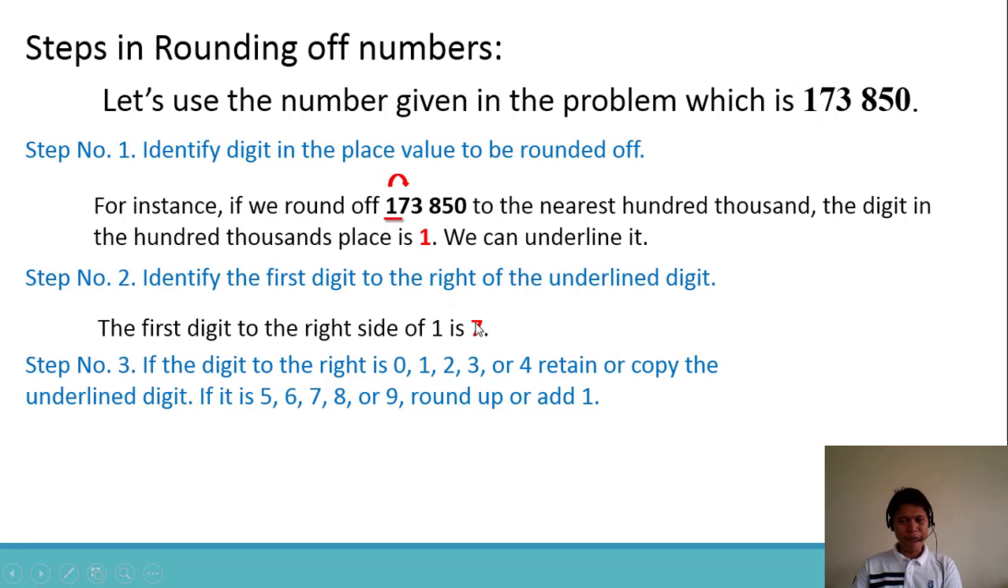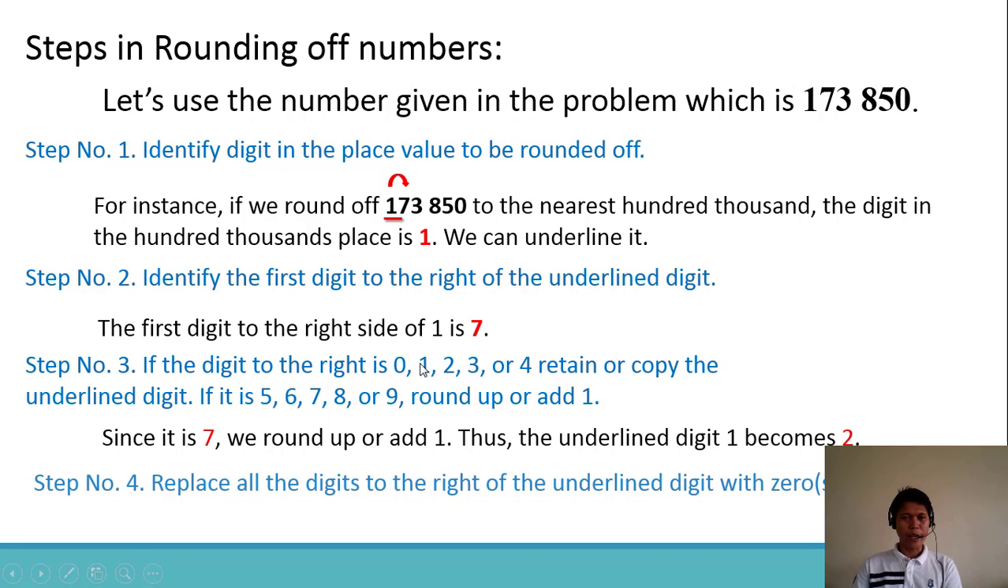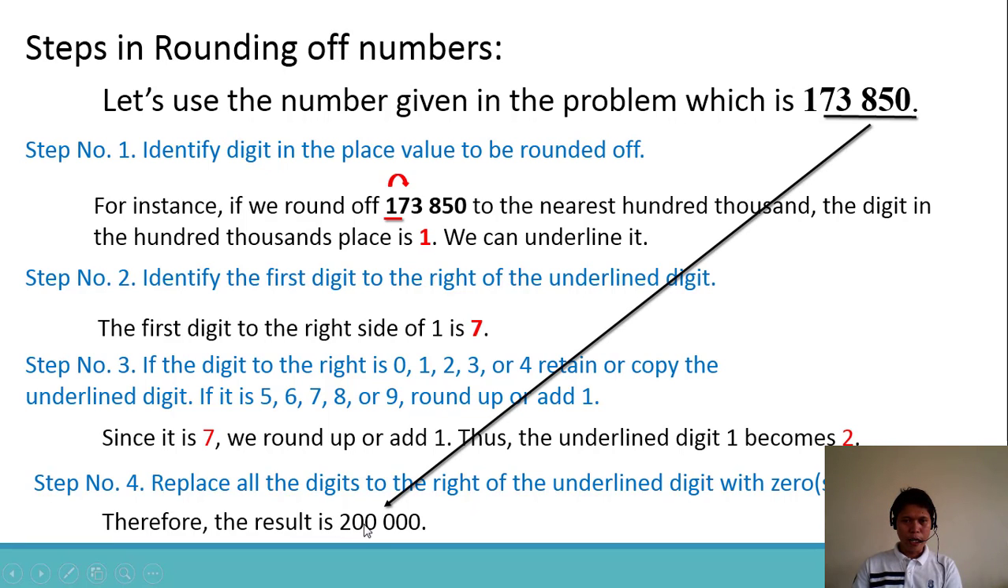But in this case, it is 7, so we are going to round up or add 1 to the underlined digit. So since it is 7, the underlined digit becomes 2. So we are going to add 1, 2. Next, replace all the digits to the right of the underlined digit with 0. So all the rest of this will be replaced with zeros. So there are 1, 2, 3, 4, 5. There are 5 zeros. So you write 2, and then we are going to write 5 zeros. So the answer is 200,000.